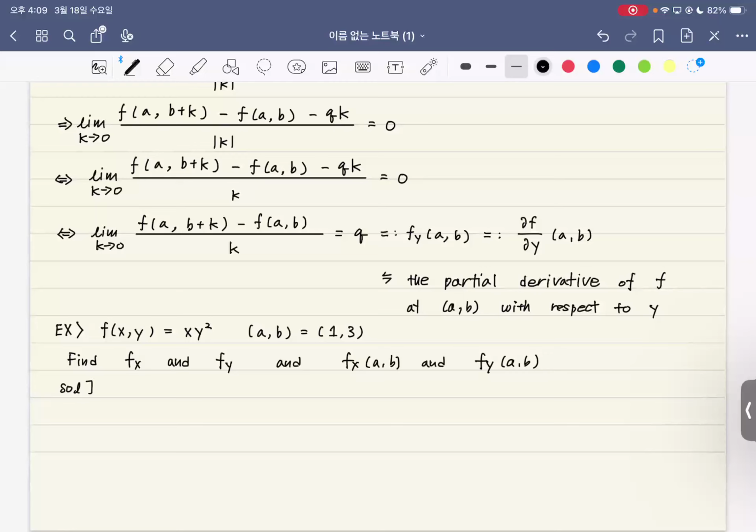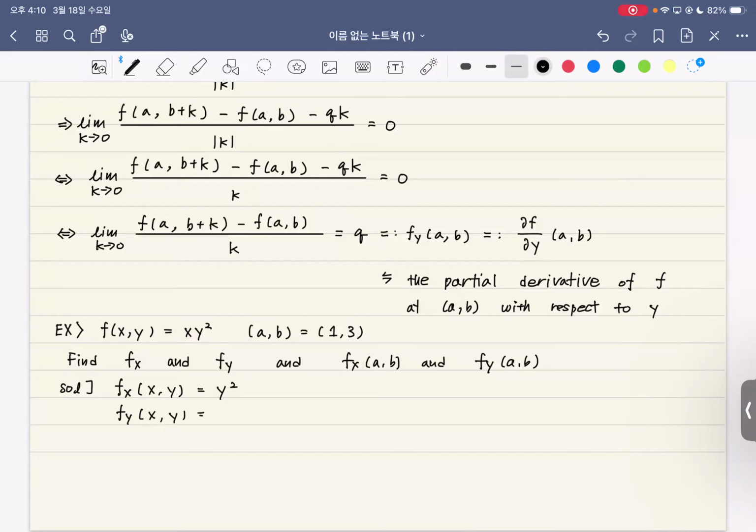Okay, but finding a partial derivative is not a big deal. First we look for fx, the partial derivative of f with respect to x, which is easy because all you need to do is consider y as a constant and take the derivative only for the x variable. So this is going to be y squared, because the derivative of x is 1. So just 1 times y squared, which is y squared.